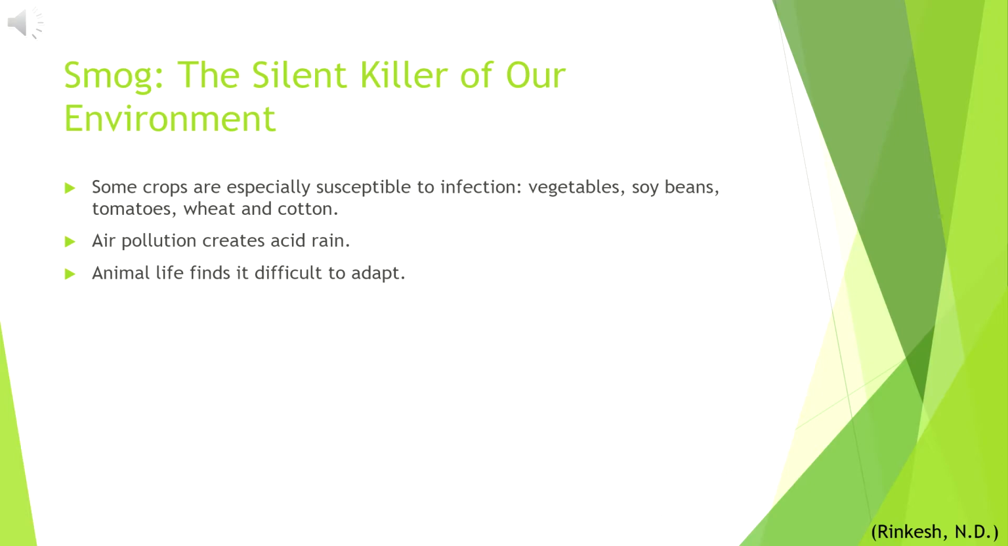Certain crops are especially susceptible to infection when exposed to smog. Some examples are vegetables, soybeans, tomatoes, wheat, and cotton. Acid rain is formed from air pollution and really harms aquatic life, which is then passed up the food chain through birds and other mammals. Animal life takes a long time to adapt to different toxins in the air, and smog inhalation can affect their immune systems. Innumerable different species have been killed or injured due to smog-related illnesses, humans being one of them.